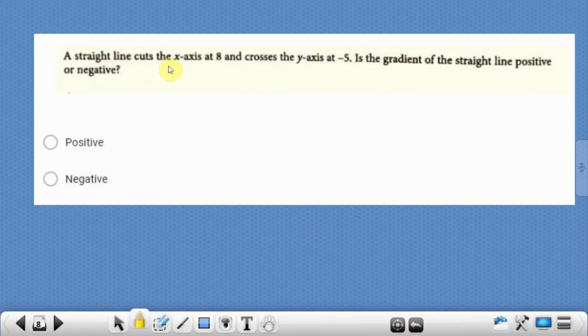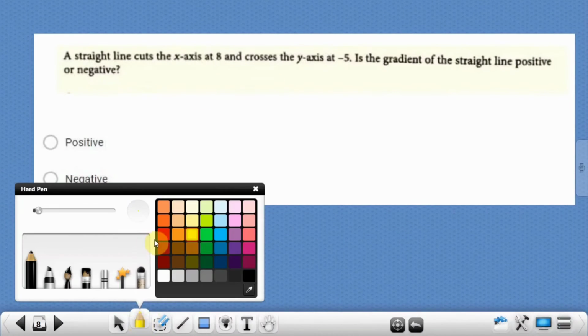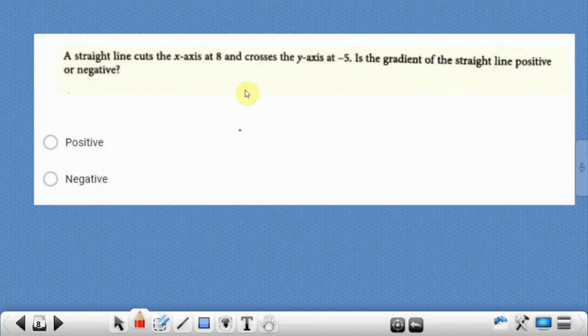A straight line cuts the x-axis at 8. Okay, so I love when we have this kind of question. Let's draw the picture of this question. We have the y-axis and x-axis. A straight line cuts the x-axis at 8. Where is 8? 8 should be somewhere here.